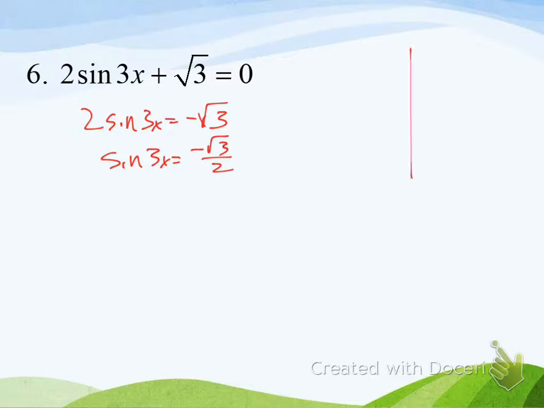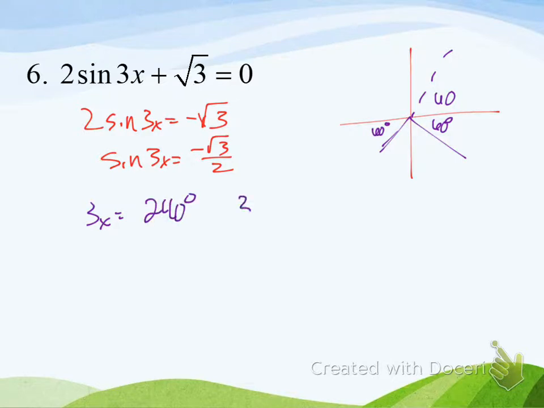Okay, do our quadrant analysis. Sine is negative in quadrant 3 and quadrant 4. Now in quadrant 1, sine is radical 3 over 2 at 60 degrees. So that becomes our distance from the horizontal. And so now 3x could be 240 or 300 out of quadrant 3 and quadrant 4.